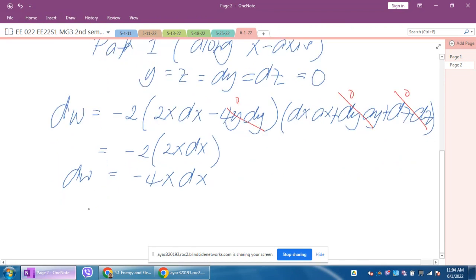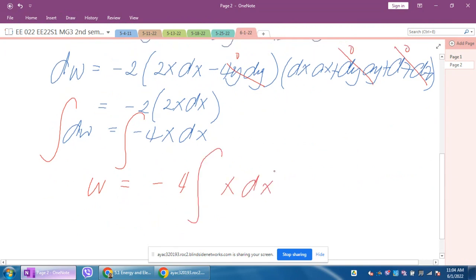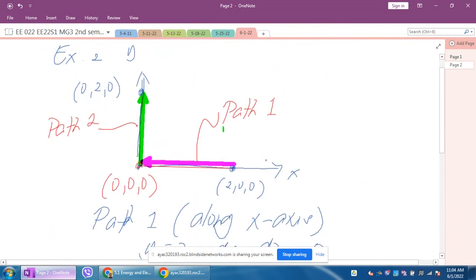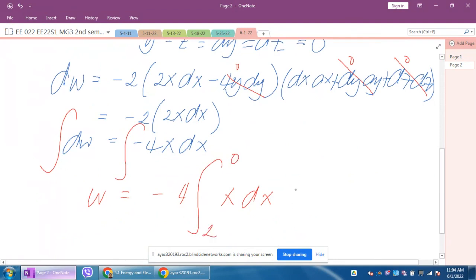So, when you solve for w, evaluate the integral na po para ma-solve yung w mo. Solve for w by integrating. So, you have w is equal to negative 4 integral of x dx. Anong limit ng x natin pag nasa path number 1 tayo? From 2 to 0. So this becomes negative 4 x squared over 2 from 2 to 0.